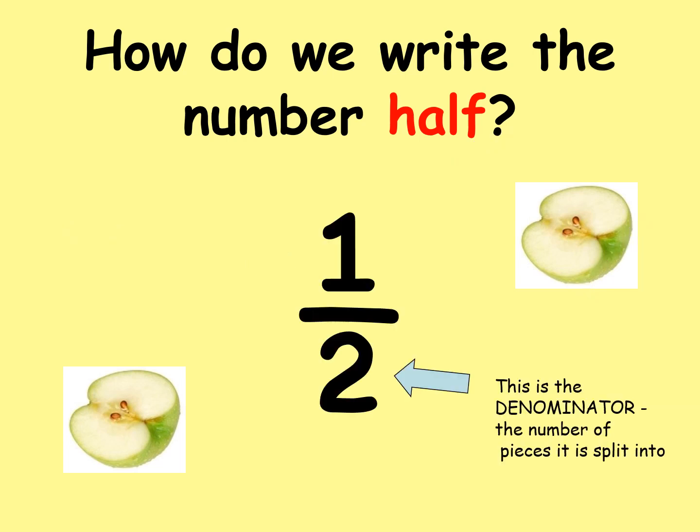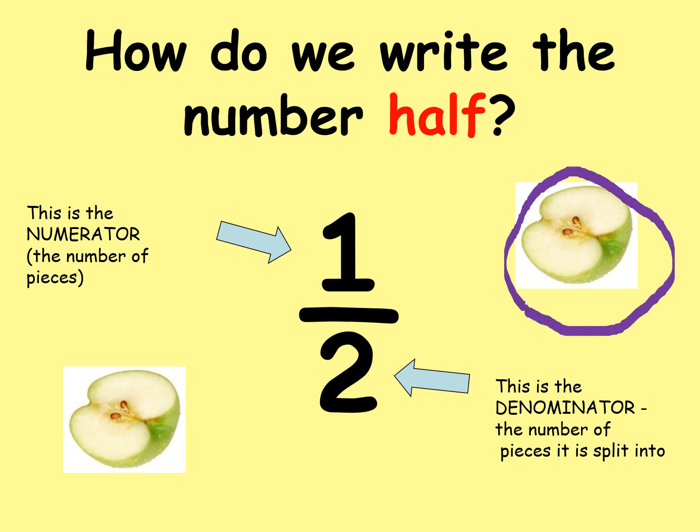This is important. The bottom part of the fraction is called the denominator. Say denominator. 5 syllables. This is the number of pieces it is split into. And the top part, you might know, 5, 4, 3, 2, 1. The numerator. Say numerator. This is the number of pieces we have. So this is a half. The numerator is 1. The denominator is 2.